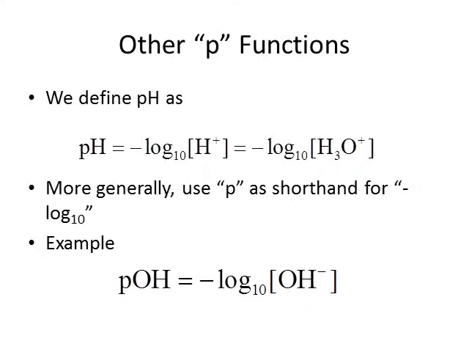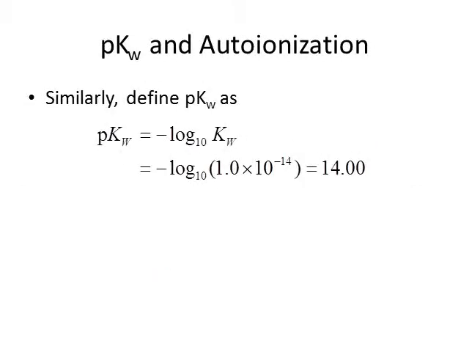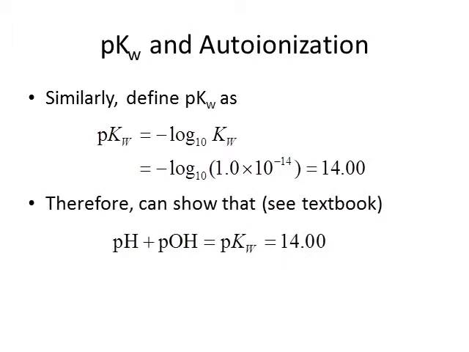How might this be useful? Similarly, we can define pKw. We have Kw here, and we use the P as minus log to the base 10, so it's minus log to the base 10 of Kw. At 25 degrees C, the pKw is 14.00, which means we'll use this value for most cases. Therefore, as shown in most textbooks at this level, for a given solution, pH plus pOH is equal to pKw, which is 14.00.